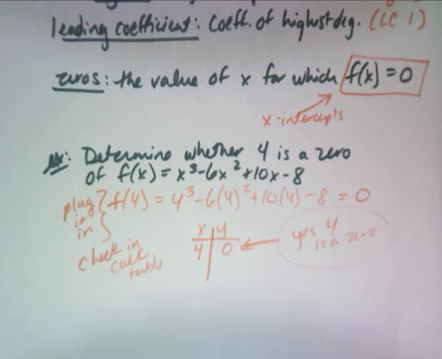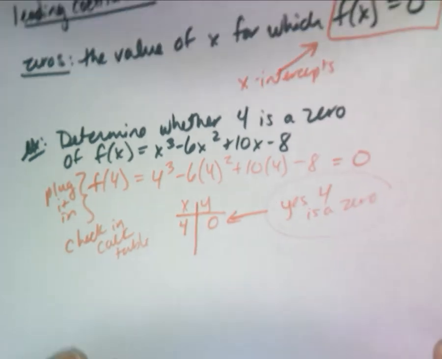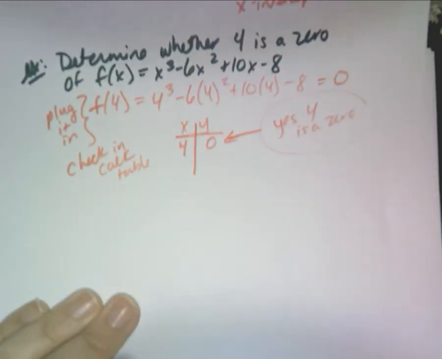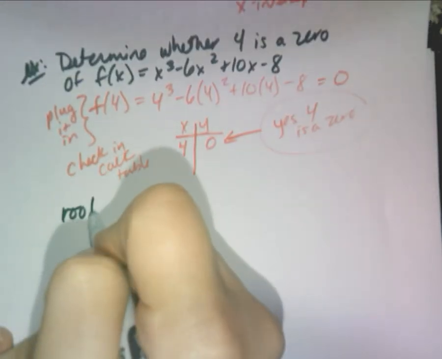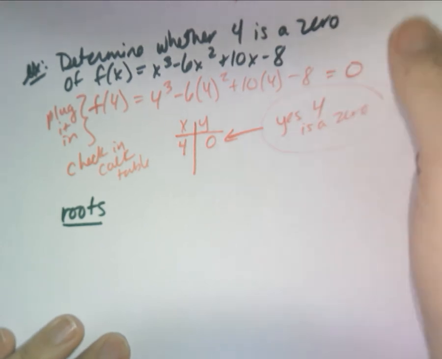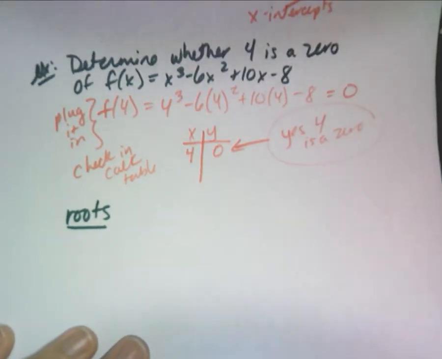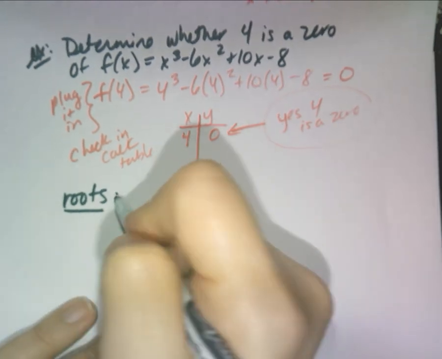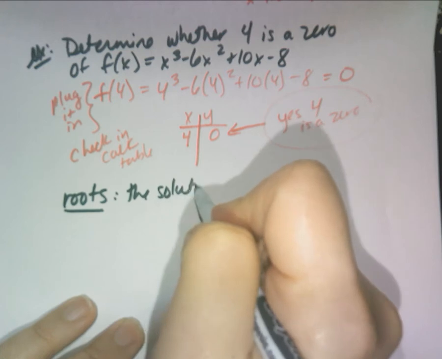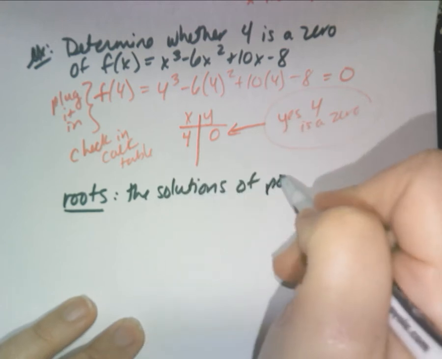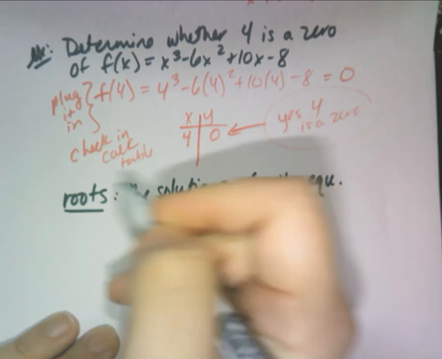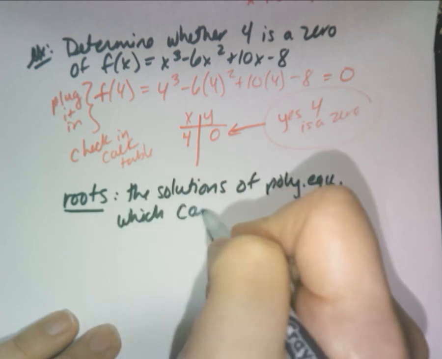I'm trying to show you both ways again, because if you can use a calculator, please let the calculator do all the work for you. If not, then you've got to plug it in. All right, so that's that first one. So then there's this word roots. Again, these are all words you've heard in Algebra 2, but what's the difference between them? Let me explain real quick. Zeros are real values, whereas roots are the solutions of polynomial equations, which can be real or imaginary.